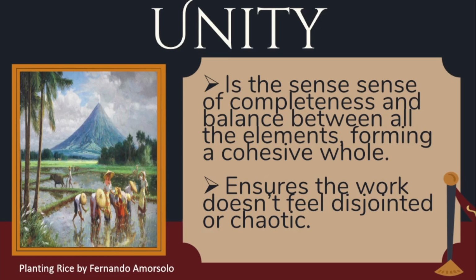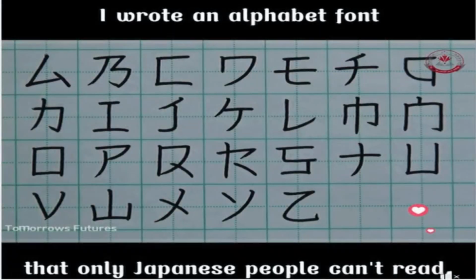Example: Planting Rice by Fernando Amorsolo. This painting demonstrates unity by harmonizing colors, lighting, and composition. The warm golden hues unify the elements, and the farmers working together reinforce the theme of community and cohesion.